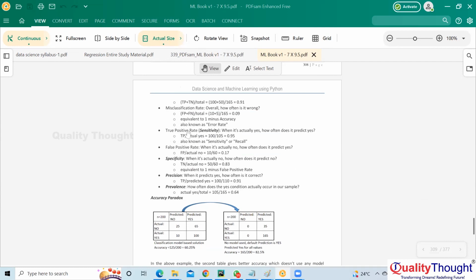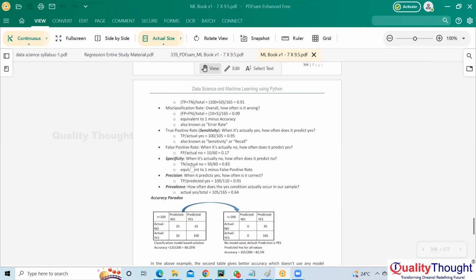Then you have sensitivity, which is also called the true positive rate. It is TP by actual yes. Out of the actual yes, how many did you get right? That's called sensitivity. False positive rate is FP by actual no. Specificity is TN by actual no. Precision is TP by predicted yes, and prevalence is actual yes by total.